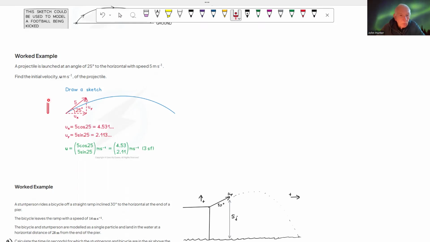Now, one thing with all these problems is that we need to be clear about what our positive directions are. Conventionally, we normally take up and right as our positive directions. If you chose different directions, it will all work out as long as you are consistent in expressing your velocity, your acceleration and your displacements with the necessary sign. Okay, so that's what we've got.